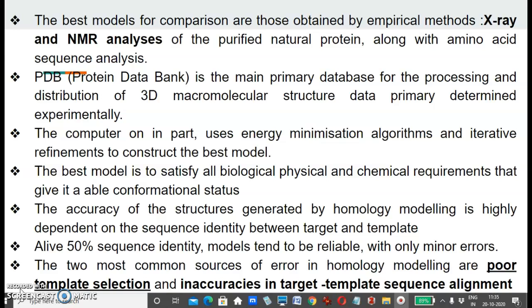With 50% sequence identity, the model tends to be reliable with only minor errors. The two common sources of error in homology modeling are poor template selection and, at the same time, inaccuracy in the target-template sequence alignment.